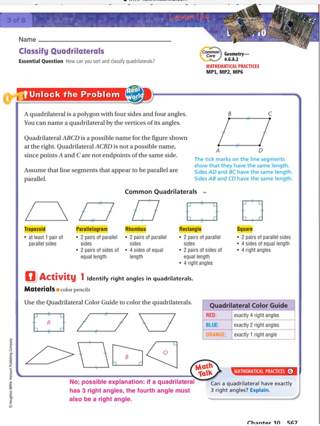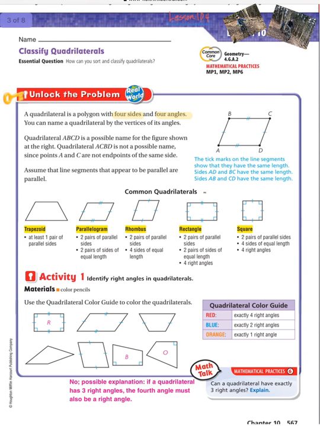Today you're going to learn how to classify quadrilaterals. How can I sort and classify them? Basically, we're going to go back to what is a quadrilateral to start. A quadrilateral is a polygon with 4 sides and 4 angles. That's all you need. Okay?